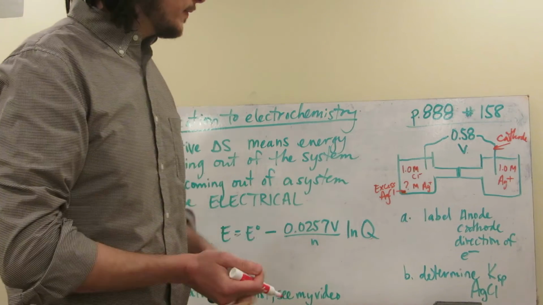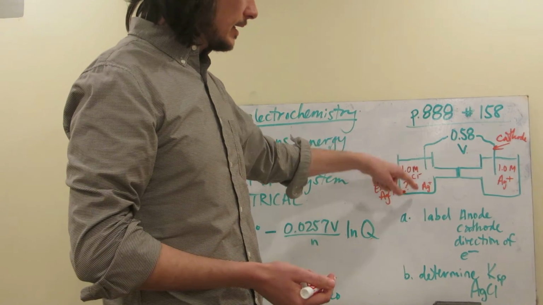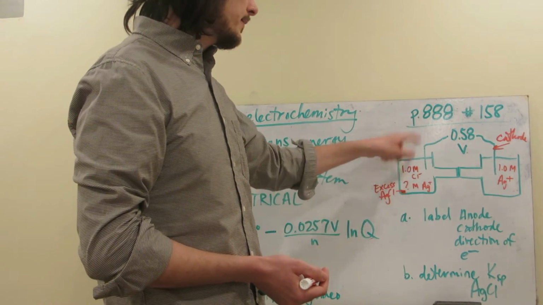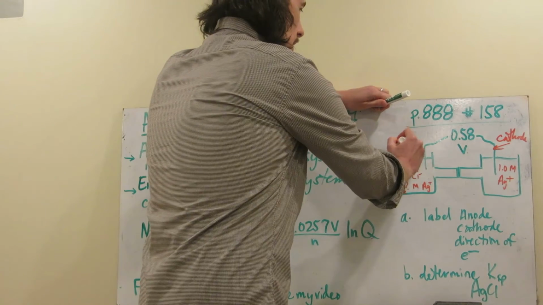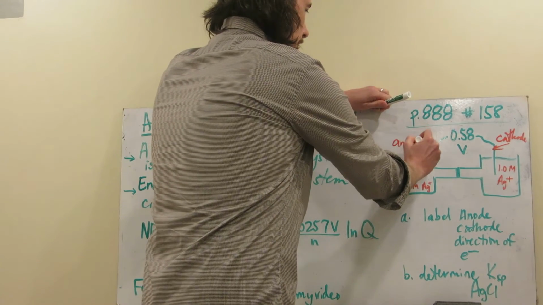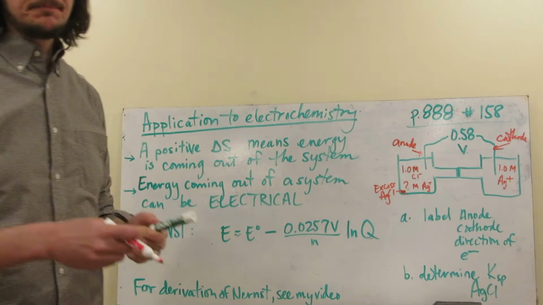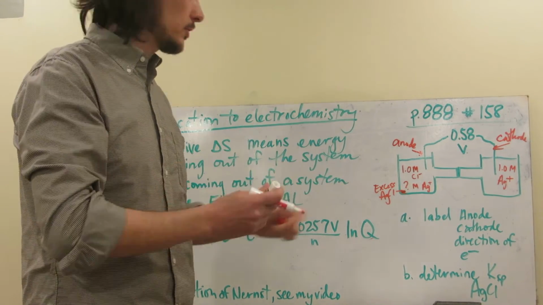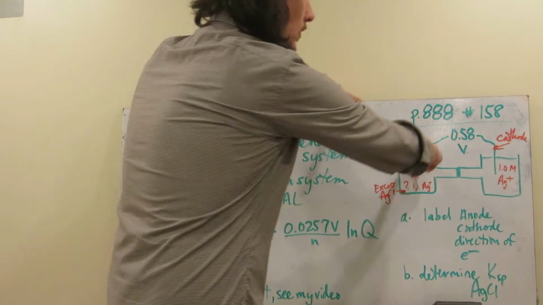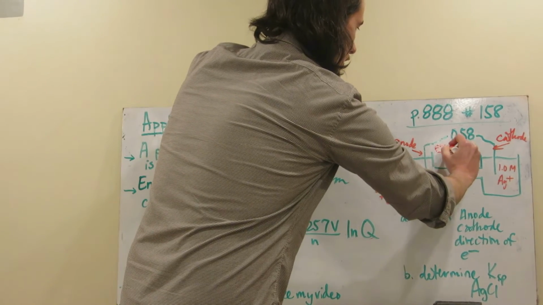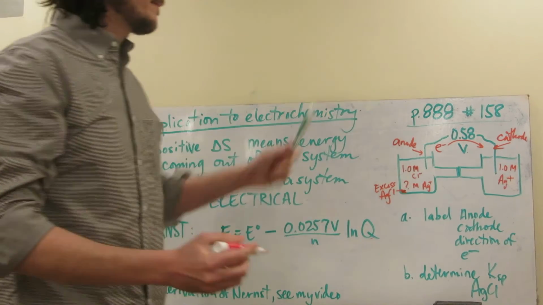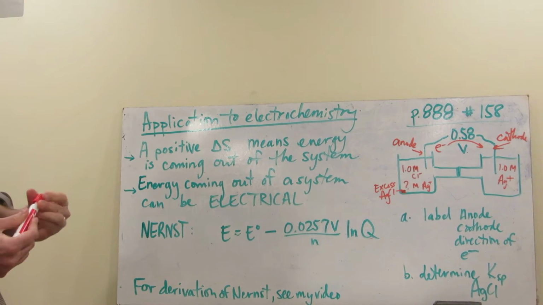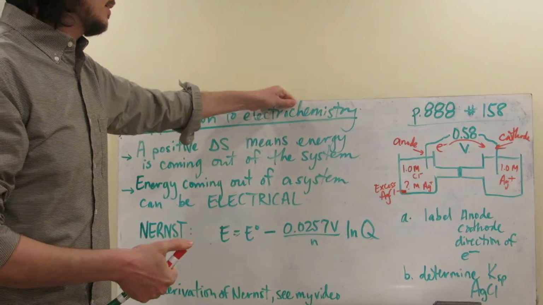Right, so the electrode should be a piece of silver. This silver is where you're going to have your anode. Electrons are going to be coming off of that silver, and the electrons are going to flow up here. So the electrons go that way. All right, so that's part A. Label that.